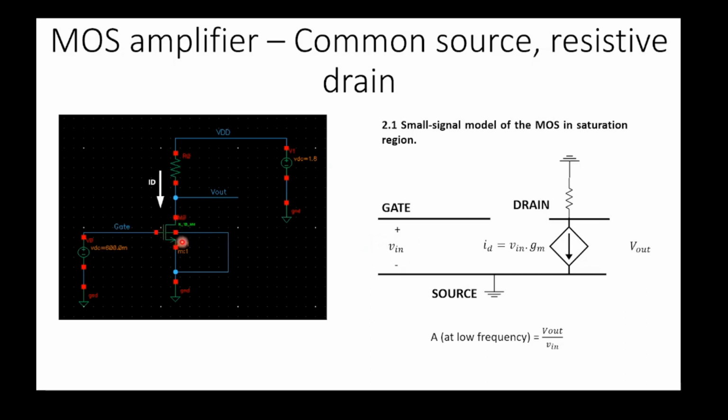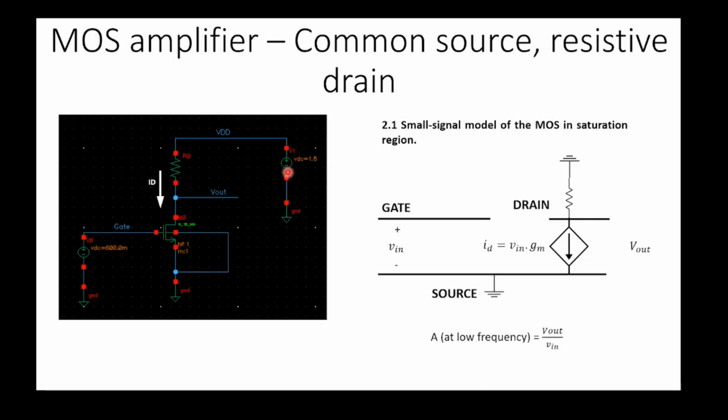And the MOS itself in the small signal is replaced by a voltage-controlled current source, with the small drain current equal to the small signal at the gate-source times the transconductance Gm. Then we need to complete the whole circuit with the small signal model replacing our MOS. For the rest of the circuit, we just need to pay attention to the resistor over here, and the other terminal of the resistor is connected to a DC voltage.